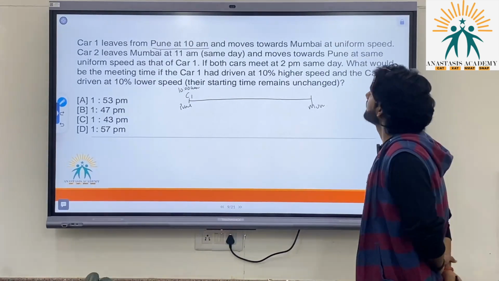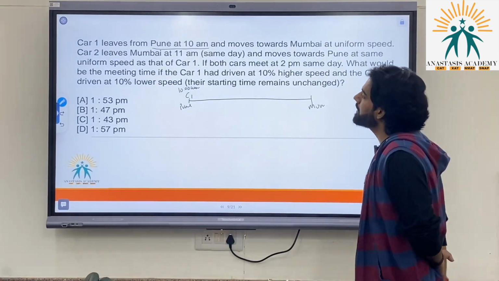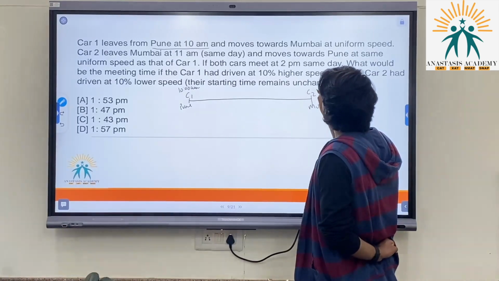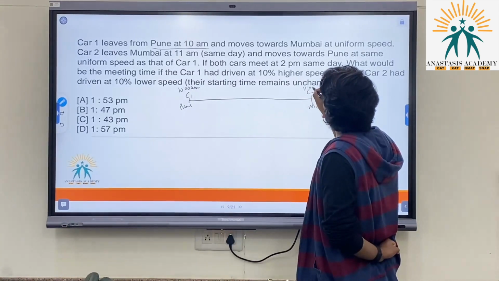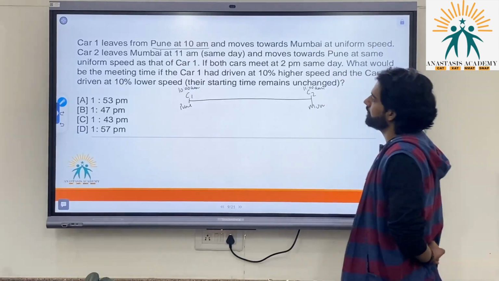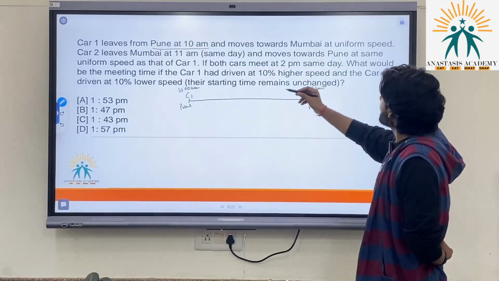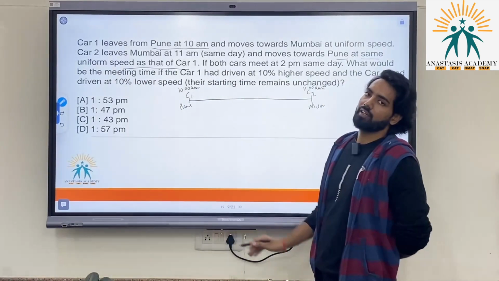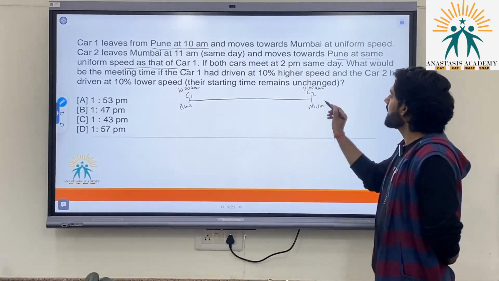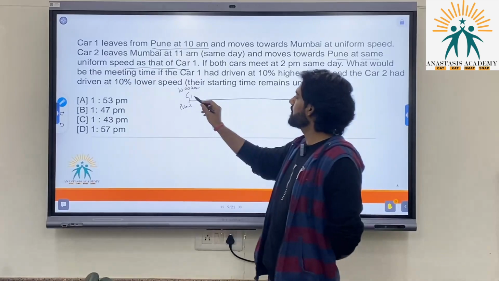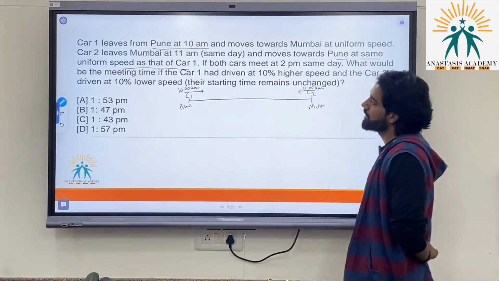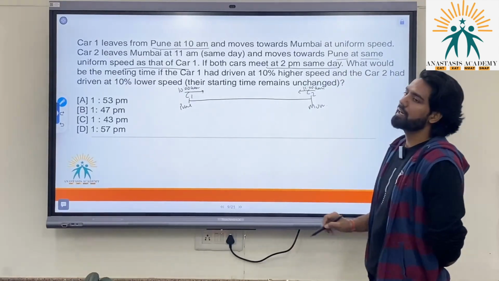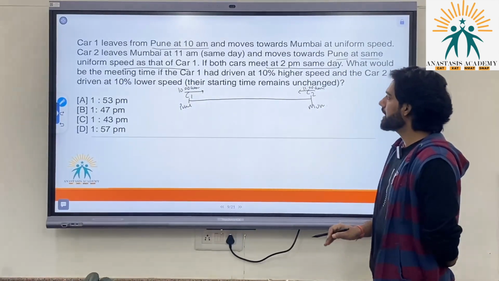Towards Mumbai, and car 2 leaves Mumbai at 11. Okay, so there is this car 2 which leaves Mumbai at 11 a.m. towards Pune at same uniform speed as that of car 1. So car 1 and car 2 are moving at same speed. It is going towards Pune and it is going towards Mumbai. If both cars meet at 2 p.m. same day, so they are meeting at 2 p.m.